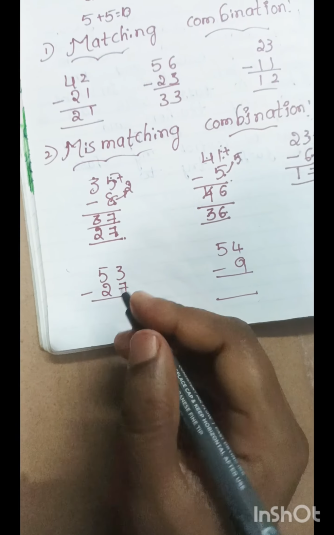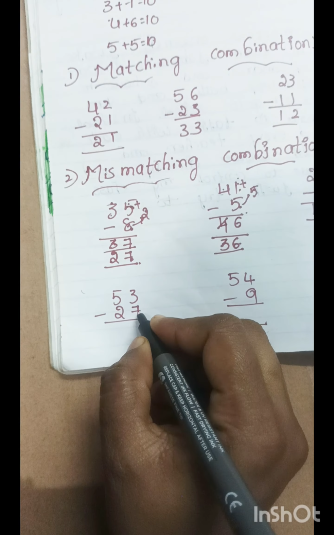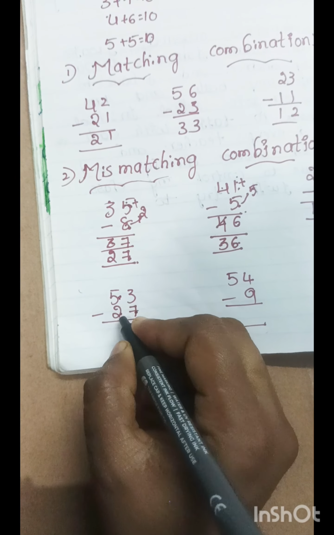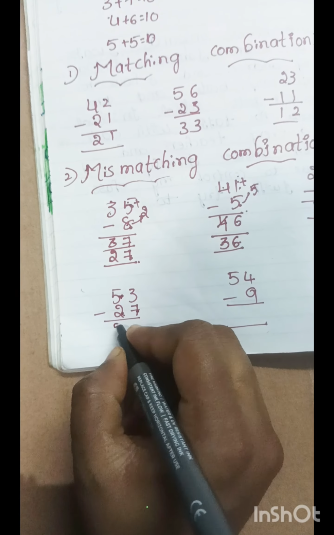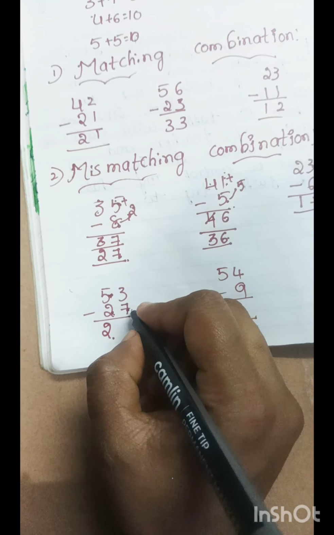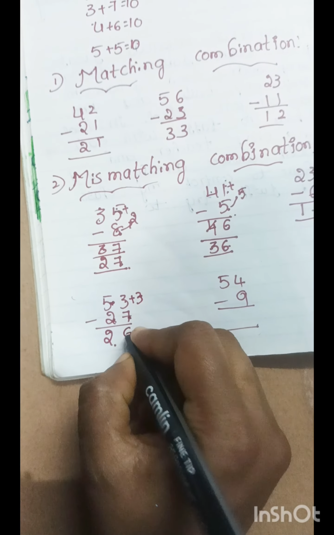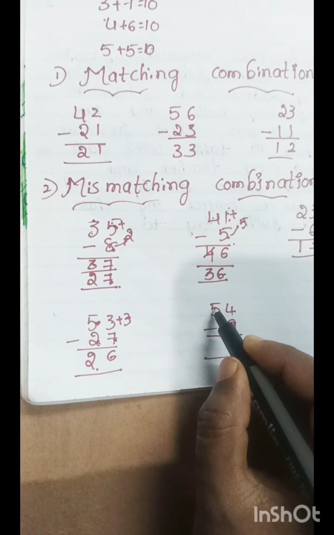Okay, next let us go to another sum. Here also 3 minus 7 is a mismatching pair, that's why here you subtract 1 from the previous number. 5 minus 2 is 3, 3 minus 1 is 2. Next, what is the complement for 7? 3. You can add 3 plus 3, 6. Our answer is 26.